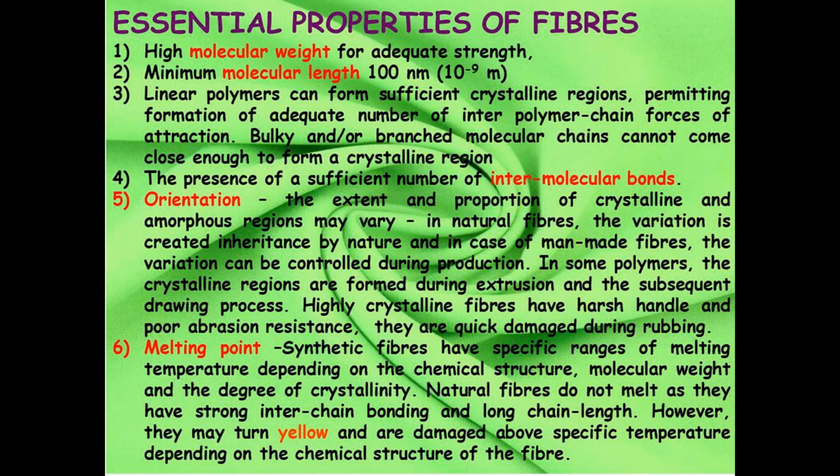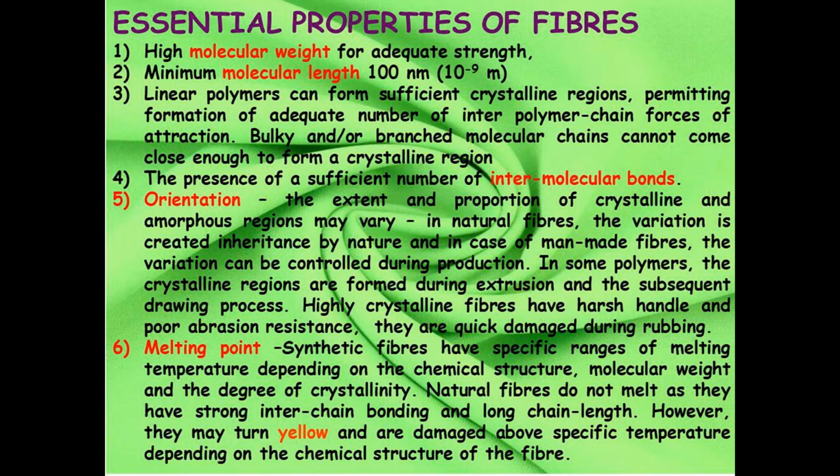Orientation. The extent and proportion of the crystalline and amorphous region may vary. In natural fiber, the variation is created inherently by nature, and in case of man-made fiber, the variation can be controlled during production. In some polymers, the crystalline regions are formed during extrusion and the subsequent drying process. Highly crystalline fibers have harsh handle and poor abrasion resistance. They are quickly damaged during rubbing.